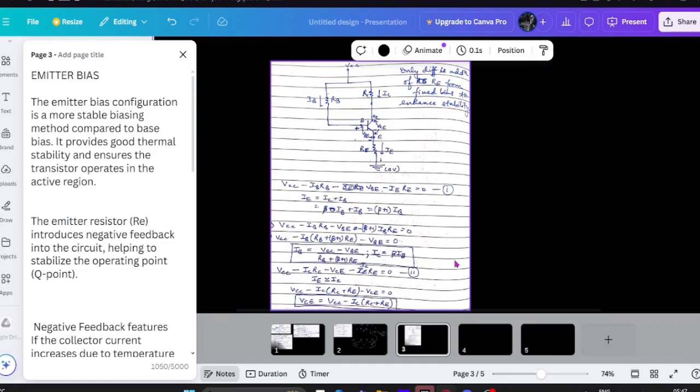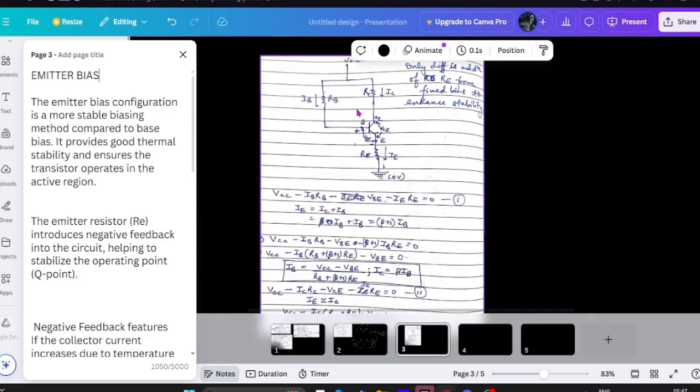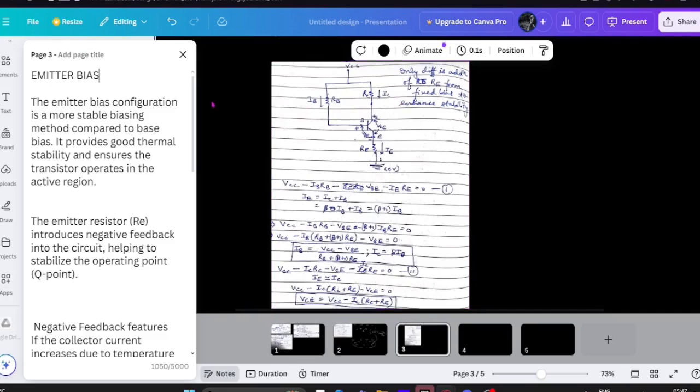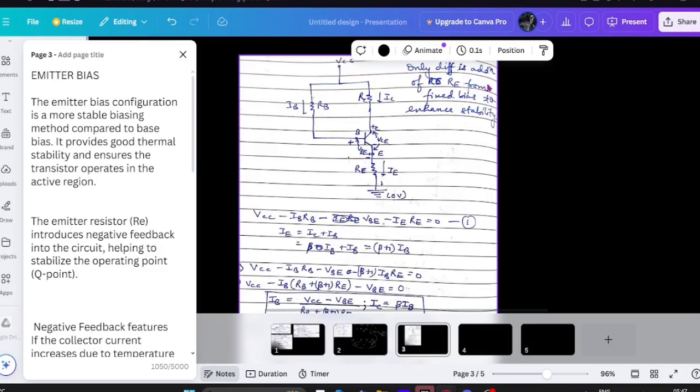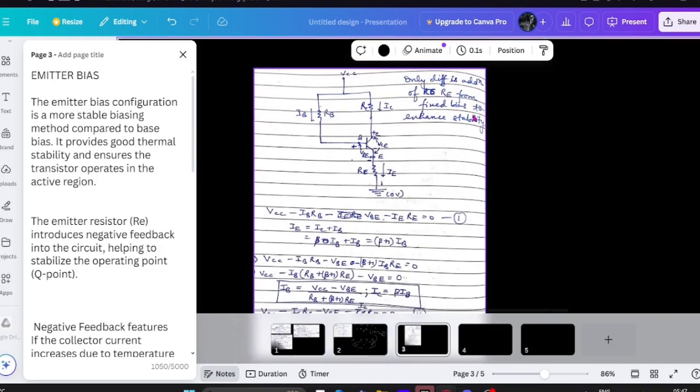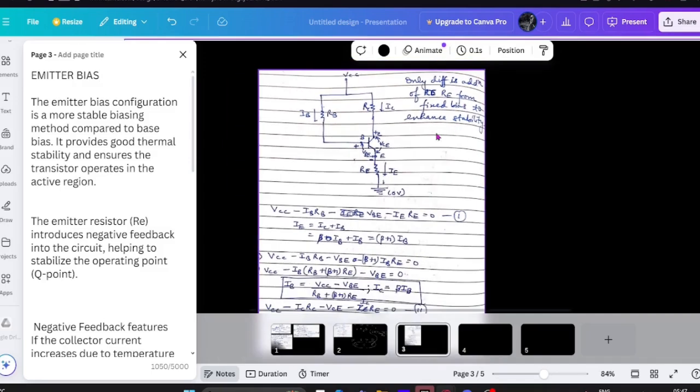Now moving on to the next topic, that would be emitter bias configuration. The circuitry for this is supposed to look something like this. It is basically just similar to base bias, but the only difference is the addition of RE, that is the emitter resistance we call it, to the fixed bias, and that is done only to enhance the stability relative to the base bias.